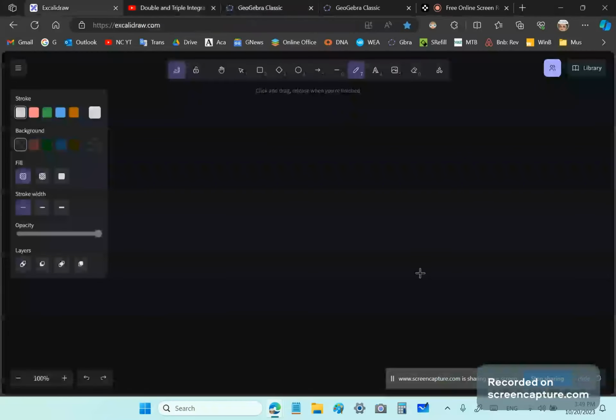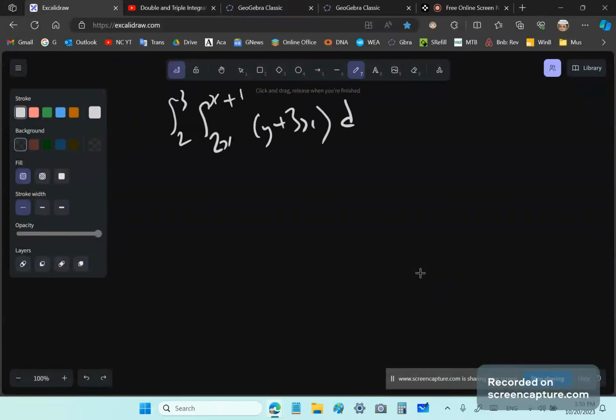So he says something like this. He says, find the double integral from 2 to 3 and 2x to x plus 1 of y plus 3x dx. So essentially what he's talking about here is that you have to find a function. When you find the function, it's going to be df or partial df dy, right?